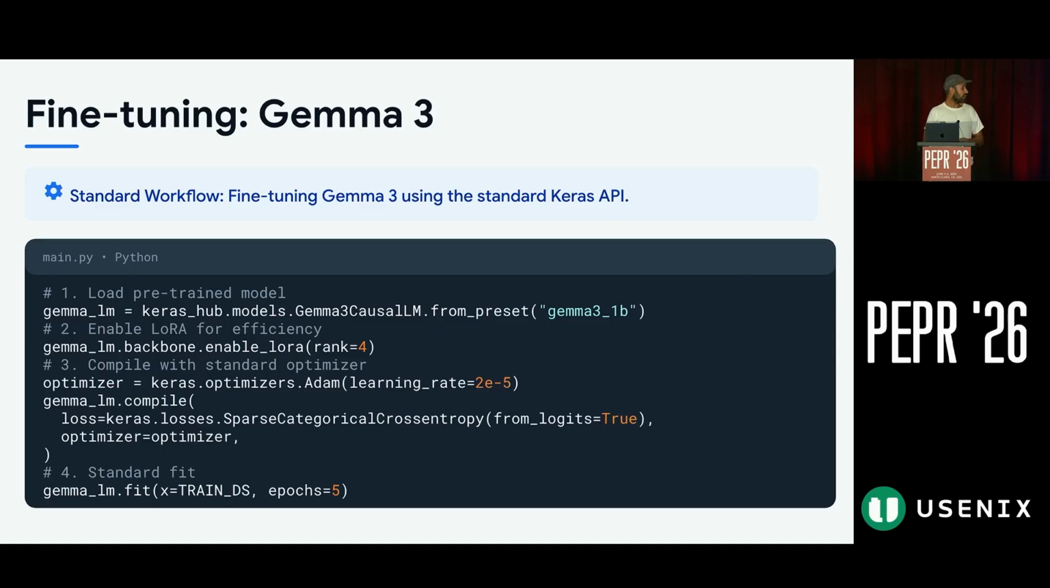So in this case, here's an example of what a regular pipeline for fine-tuning, let's say a Gemma 3 model, would look like. This is using the Keras API. You would load the model, you would enable something called LoRA, which is just a way to do more parameter efficient tuning. You choose some kind of optimizer, you would compile it, and you would fit it on your training data set.